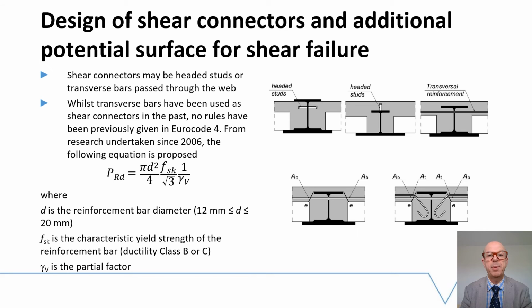For transverse bars, they've been used quite frequently in the past, but no rules have previously been given in Eurocode 4. And from research undertaken since 2006, the following equation is proposed in the forthcoming second generation of Eurocode 4. So basically it's just considering the shear strength of the reinforcing bars. And this rule is applicable for reinforcement bar diameters between 12 and 20 millimeters, and reinforcing bars with ductility class of B or C.